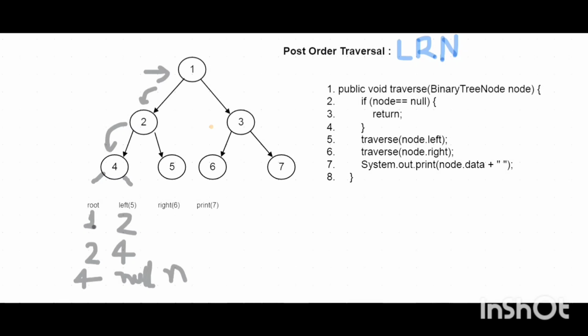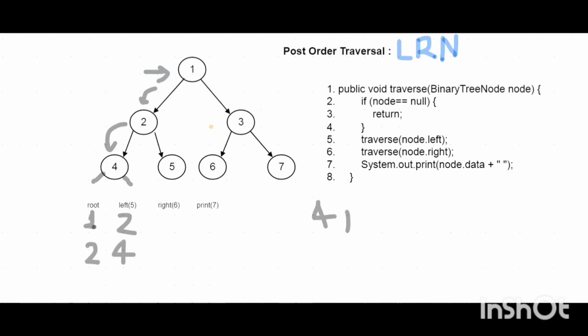For node 4, left side is processed. Since the node is null, there was nothing to visit. For node 4, right side is also done. And now we are ready to visit node 4. From line number 7, node 4 will be printed. We are done visiting node 4. From here, I'll remove this entry for node 4. We are done visiting node 4. We move back to node 2.